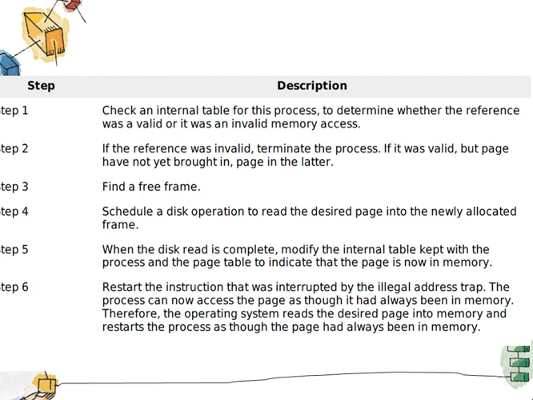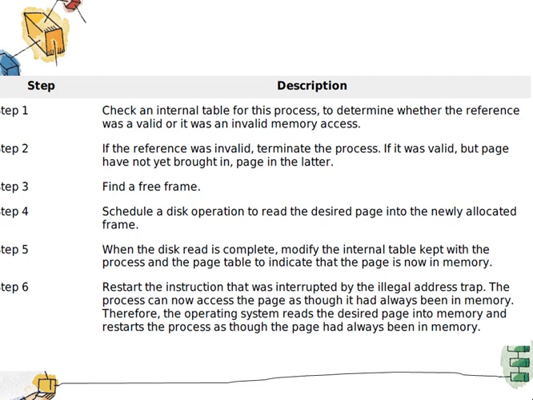Step 2: if the reference was invalid, then terminate the process. And if it was for a valid page but the page has not yet been brought in, then we need to bring in that particular page. Step 3 is to find a free frame. Since we are loading the page, we need to find a free frame that will be allocated to the page. Step 4: schedule a disk operation to read the desired page into the newly allocated frame. Step 5: when the disk read is complete, modify the internal table kept with the process and the page table to indicate that the page is now in memory.